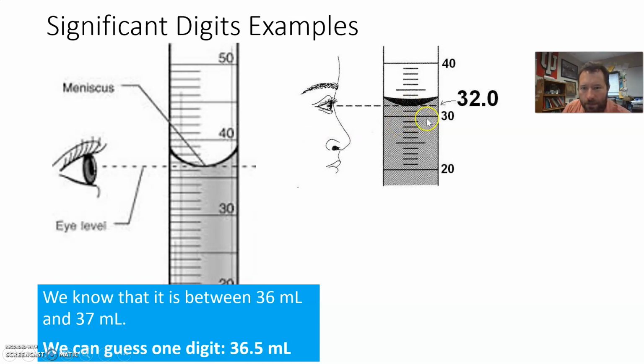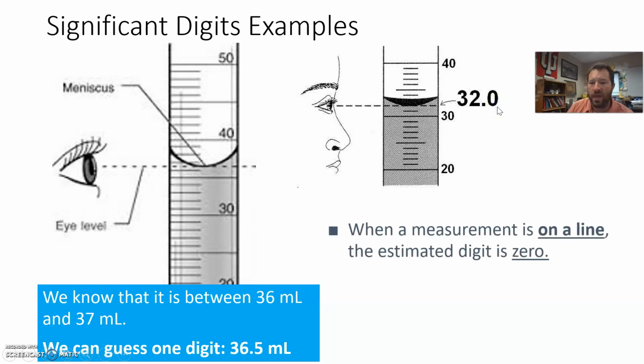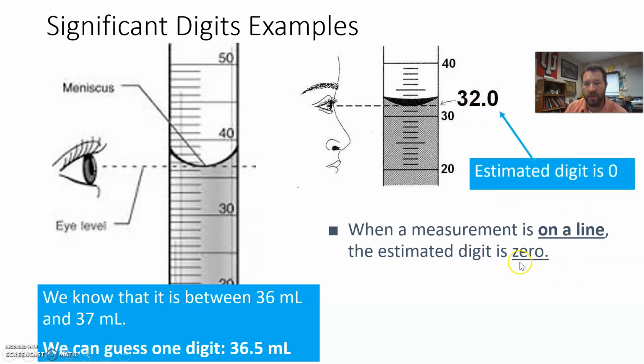Same thing. 30, 31, 32. We think this one's exactly on the line for 32. We don't just write 32. We say, hey, I know it's 32. I'm guessing it's exactly 32, and the way that we do that is by putting a 0, 32.0. I know it's 32 milliliters. I'm guessing it's 0.0. That 0 is the estimated digit.